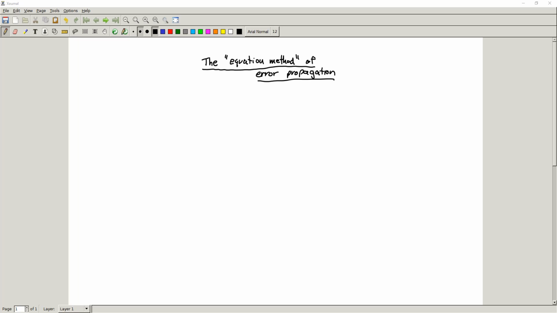Okay, I thought I would take a second here just to make a quick video on what we call the equation method of error propagation in the lab manual. I'm going to discuss this method in the context of the calculation that we did in the third lab, where we're dealing with a pendulum.